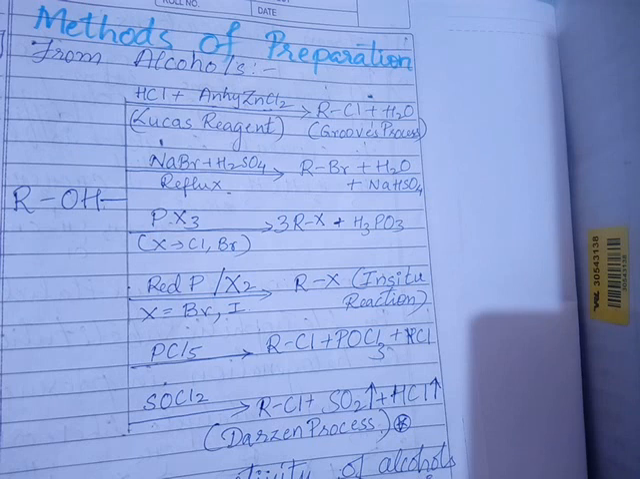This is Jyotsna here. In the last class we studied the introduction of haloalkanes and haloarenes, their classification and the nomenclature. After knowing all these, next we have the methods of preparation. Now let us take a look at the different methods from which alkyl and aryl halides can be prepared.